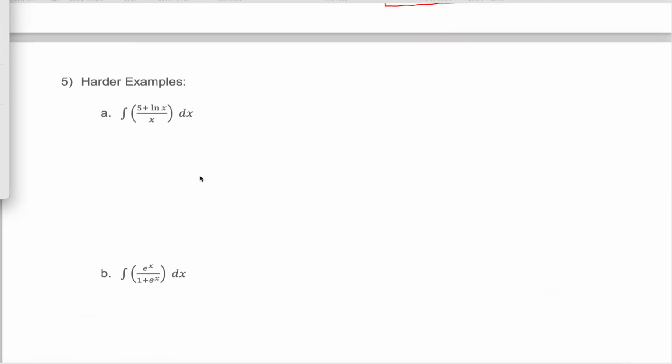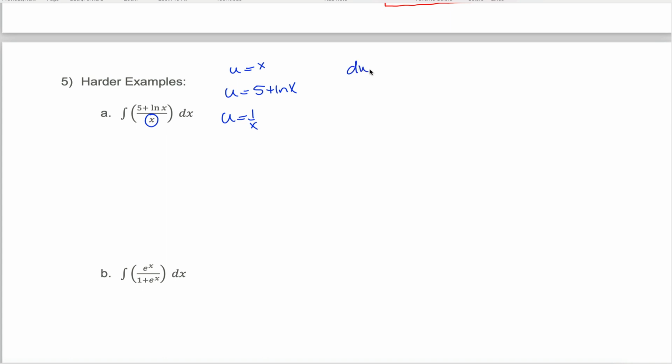With this first one, I'm not going to tell you immediately what u should be equal to. I want you to think about it, because there's only so many options, right? You could make u equal to x, or you could make u equal to 1 over x, or you could make u equal to, I don't know, 5 plus the natural log of x. These aren't the only options, but these are probably the most common ones. But think about in each of these cases, what would the du be equal to? Up here, du would just be equal to 1 dx. Over here, the derivative of 5 is just 0, and the derivative of natural log of x is 1 over x, so I'd get 1 over x dx.